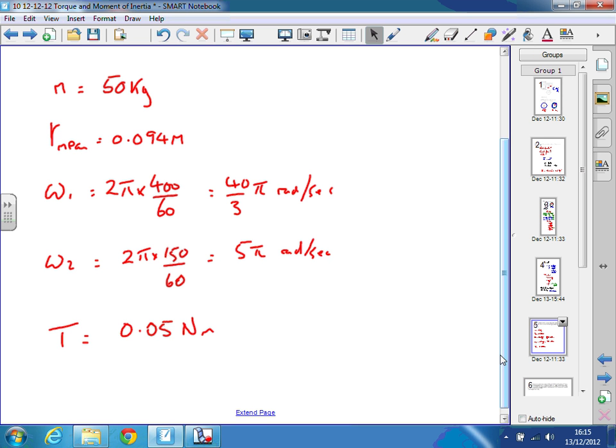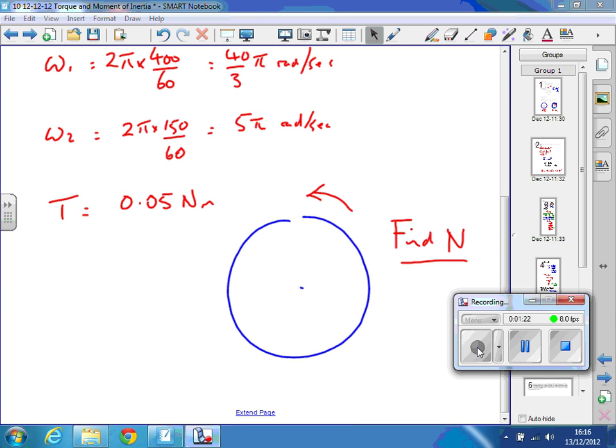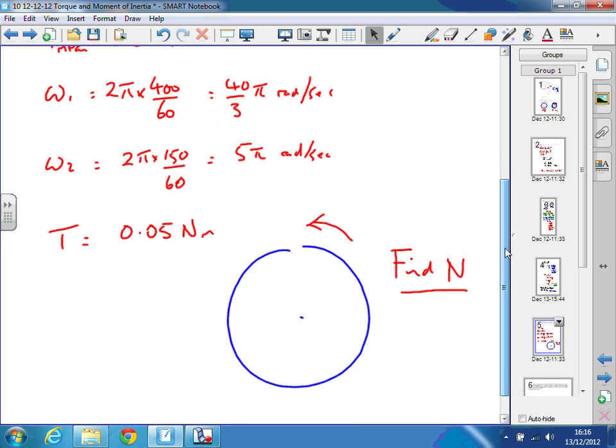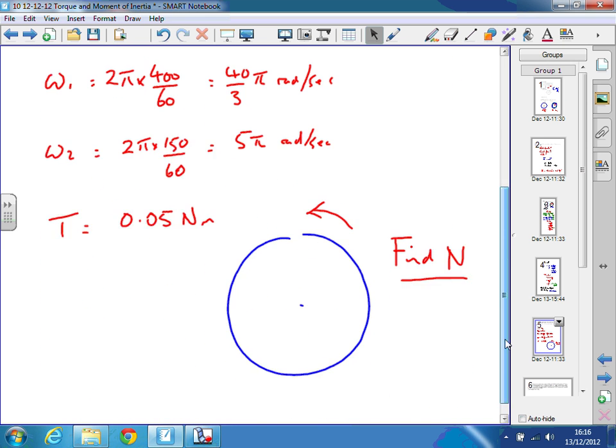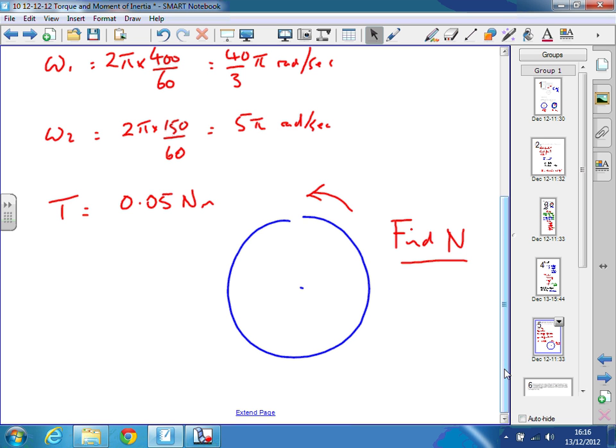Now the next thing is, what are we asked to find? We're asked to find the number of revolutions this thing is going to rotate during this decelerating period till it comes to a stop. So this thing is decelerating. It's starting off with a value of omega-1 equal to 40 pi over 3. Then it's decelerating to a speed of 5 pi radians per second. How many revolutions does it go through in that period?